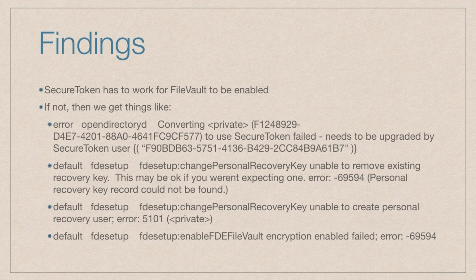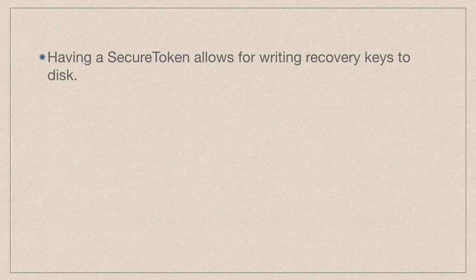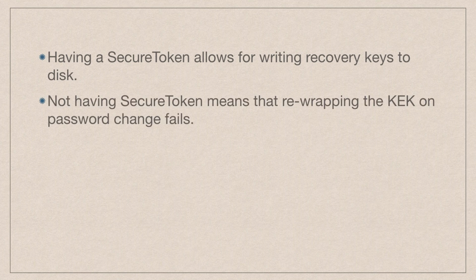Unfortunately, the rest of the OS isn't so smart. So having a secure token allows us to write recovery keys to disk. Not having a secure token means that rewrapping the CAC on password change fails. Because it's not able to unwrap the CAC, it just leaves it as it was, so you have to use your old password, which is why you have to either fix your token or remove and re-add the user, because that initial add process doesn't require you to have a token.